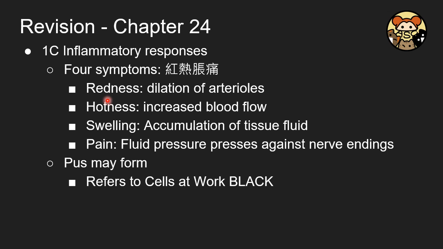You will have redness because of the dilation of the arterioles, and you will feel warm or hot because of the increased blood flow, and then your wound will swell because of the accumulation of tissue fluid, and because of the accumulation of tissue fluid, you will also have a feeling of pain because it will put pressure against the nerves. So at the end of your inflammation, there may be pus. If you want to know more about pus, go to Cells at Work Black.